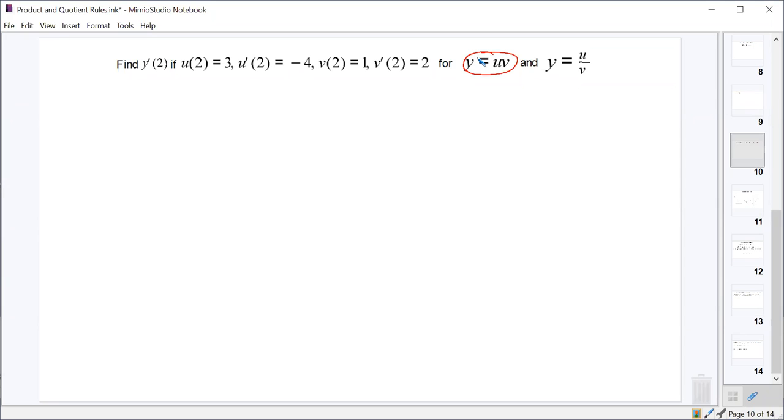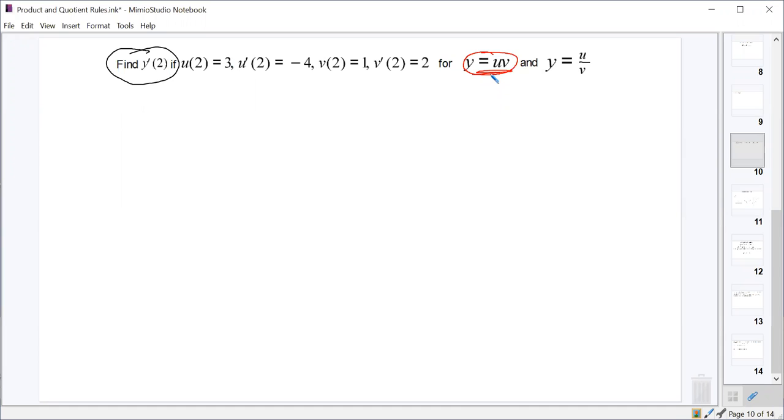And then they give you a bunch of values of u and values of u prime and values of v and v prime, all evaluated at, let's say in this case 2, but sometimes lots of other numbers. They might evaluate it at 2 and 3 and 7 and all kinds of stuff, and give you excess information that you don't need. So what they'll ask you then is to find the derivative of y evaluated at some value. And so first we're going to do this with y is equal to u times v.